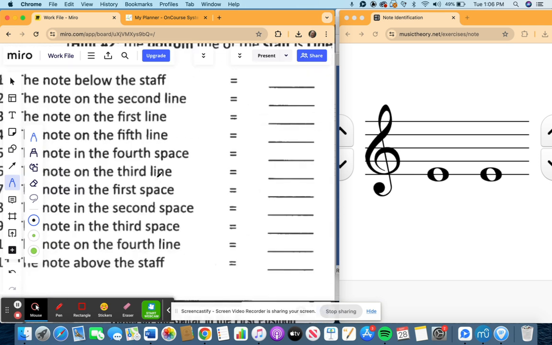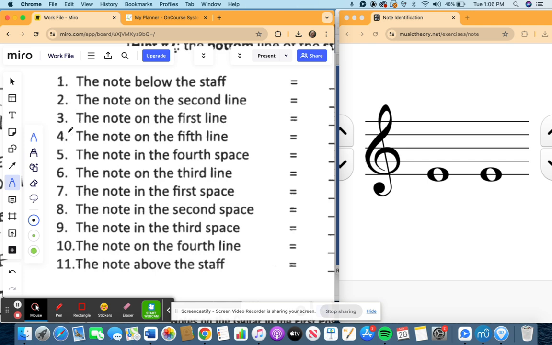Let's look at the next one. The note on the 5th line, number 4. If this is on the first line, I've got to go all the way up: 2nd line, 3rd line, 4th line, 5th line. Watch that again. This note's on the first line. It's got to go to the 2nd line, 3rd line, 4th line, 5th line. And how do I know its name? Well, that's another story. This note that's on this 2nd line is G.